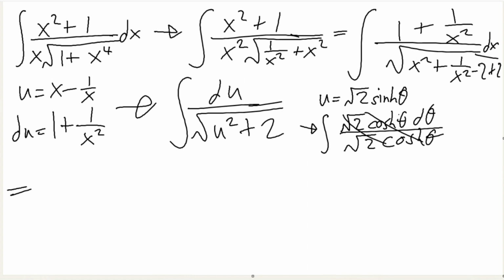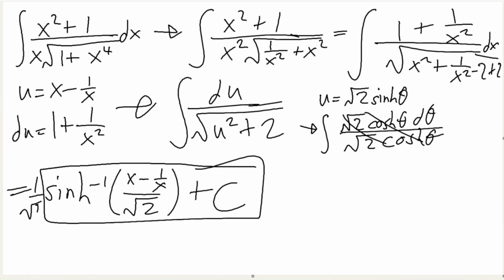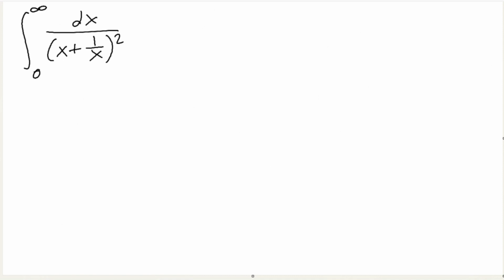Is that all it is? I feel like I'm missing something. If I do root 2, then my du is root 2 over root 2 cosh theta d theta. And then here, I factor out the 2, and I get cosh theta. Wow, so it's just theta. Okay, wow. Inverse sinh of u over 2, and u is x minus 1 over x. I thought usually there's like this, but I guess not. So there you go.